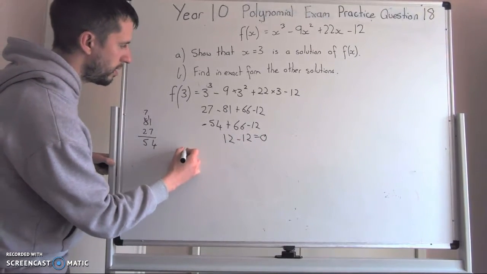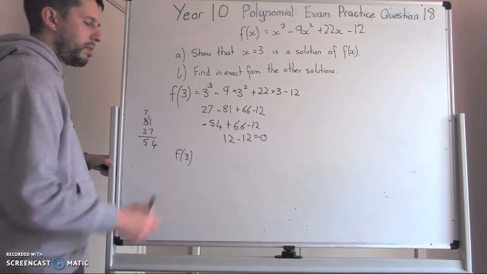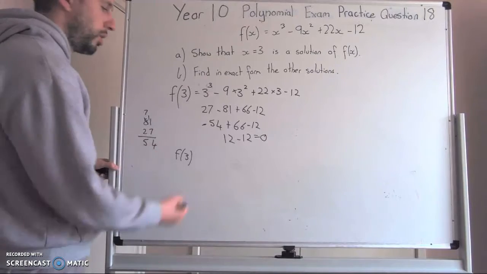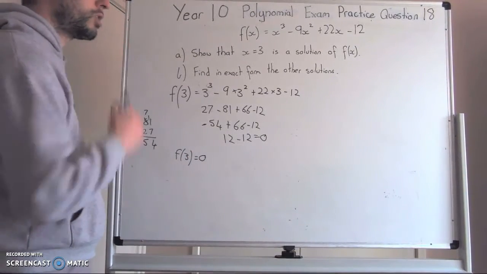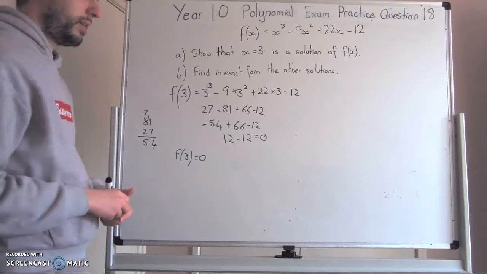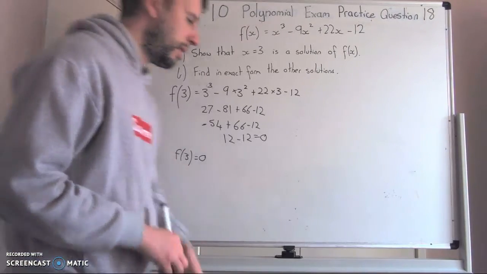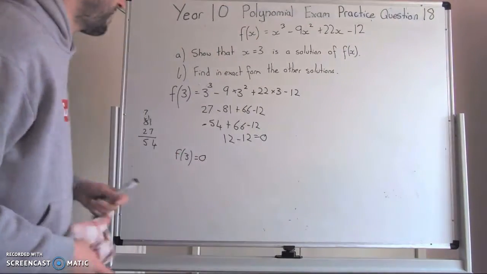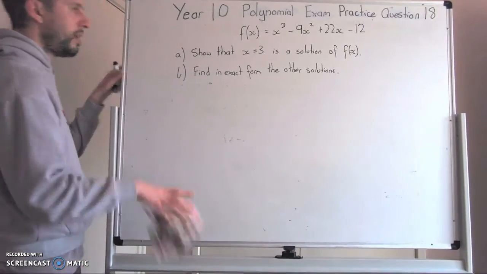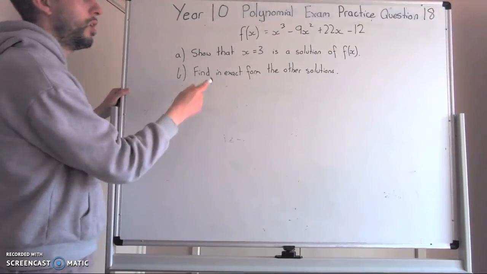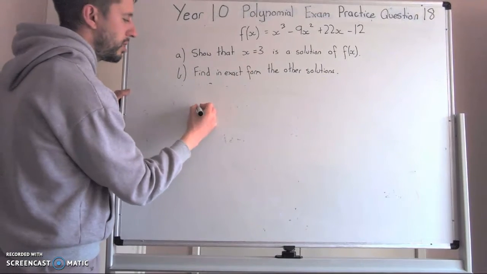That shows me that 3 is a solution because it equals 0. And that also shows me a factor. Now, because that is a factor, I'll just rub this out so we've got space. That also means that I can now do my long division to find the other solutions.